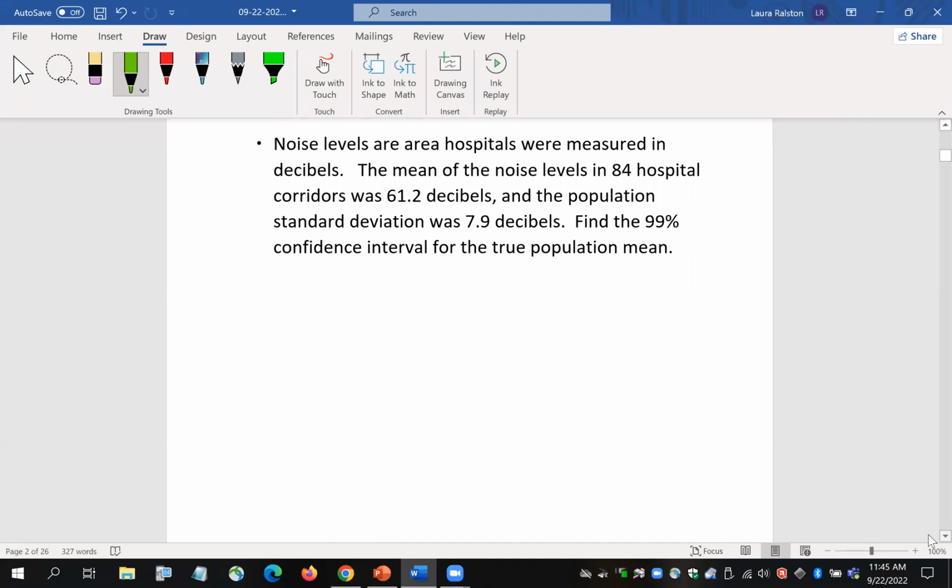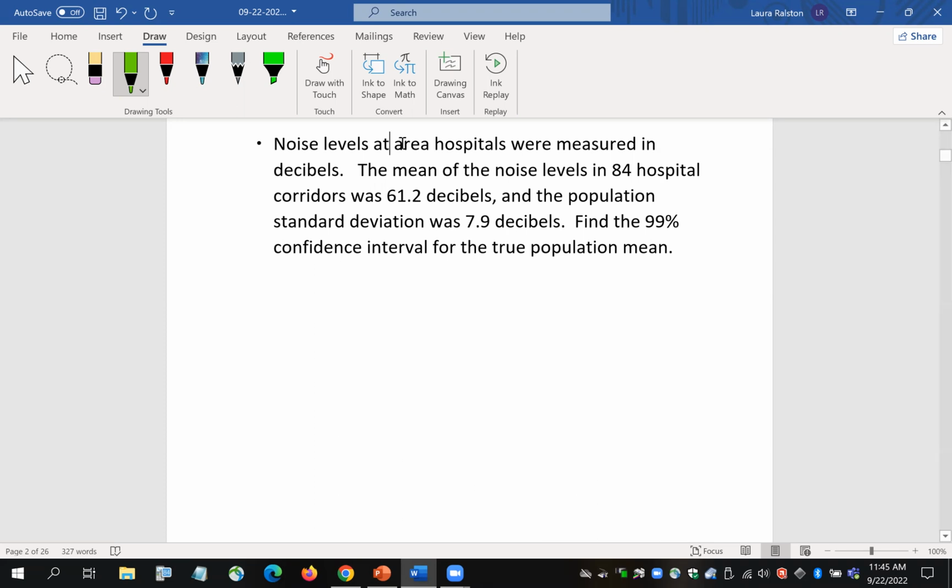Okay, it says noise levels in area. Oh, mercy, I got a typo. Noise levels at area hospitals were measured in decibels. The mean of the noise levels in 84 hospital corridors was 61.2 decibels, and the population standard deviation was 7.9 decibels. Find the 99% confidence interval for the true population mean.